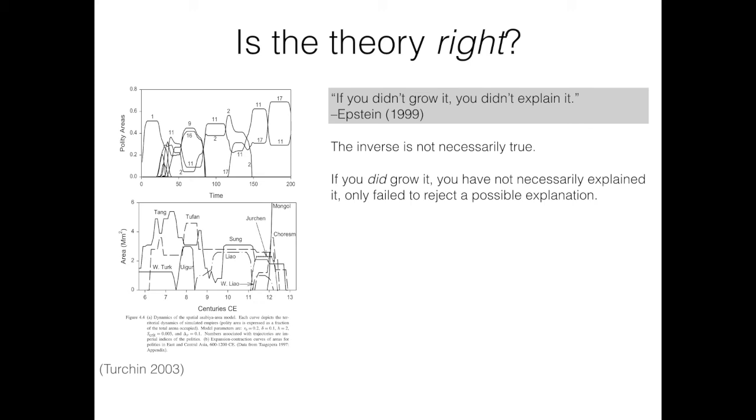Right? So if the model didn't reproduce the historical dynamics, then I think we can clearly say that we didn't explain it. But just because we did produce dynamics using a model that look like the true historical dynamics doesn't mean we've necessarily identified a correct explanation, only a candidate explanation.